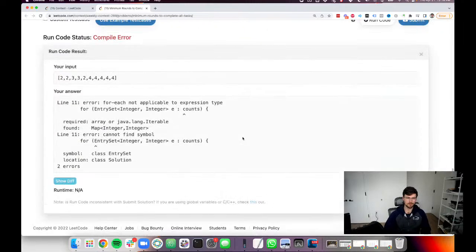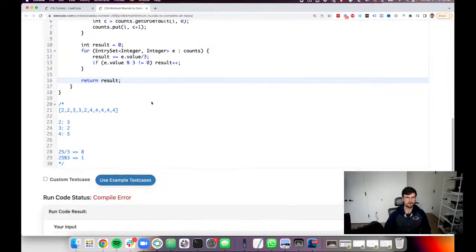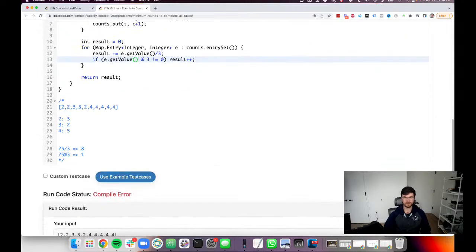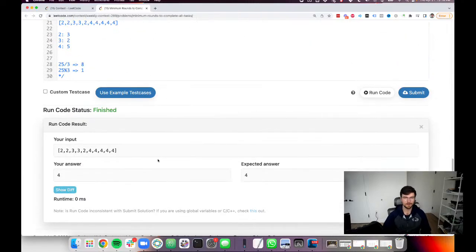I don't think that syntax was right. So just pull this, yeah, okay, so it's entry in counts.entry set, and then I believe it should be actually get value. Basically what I had. All right.